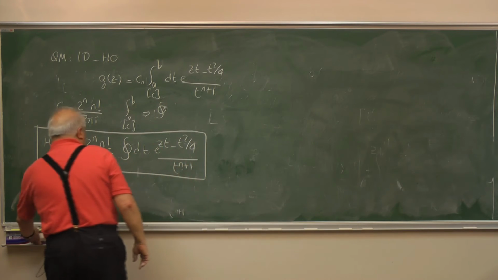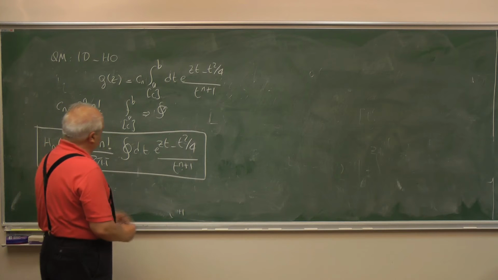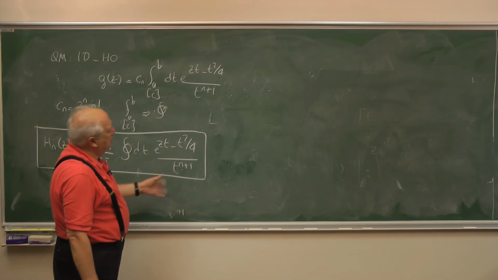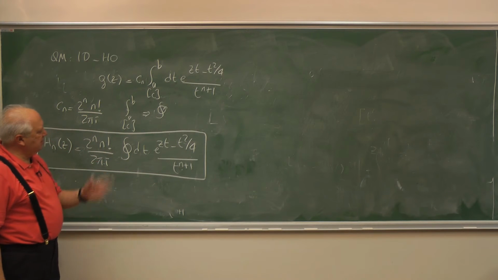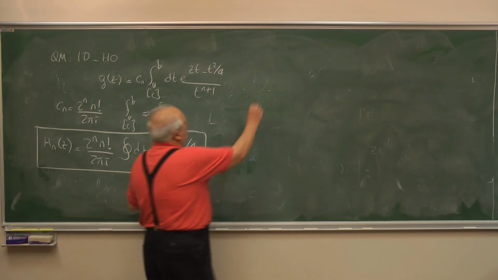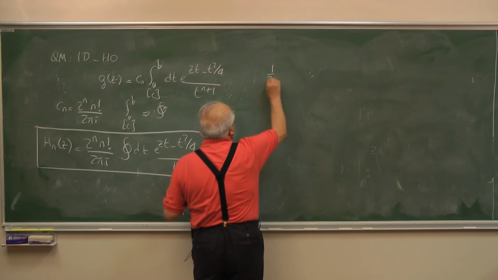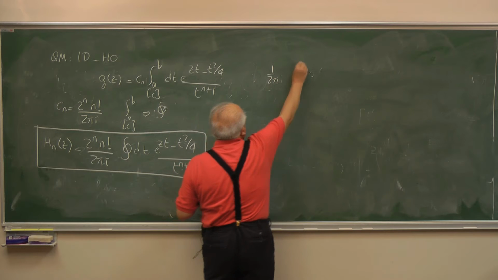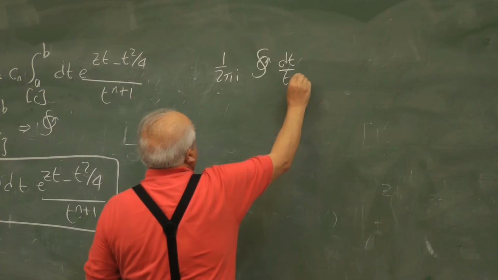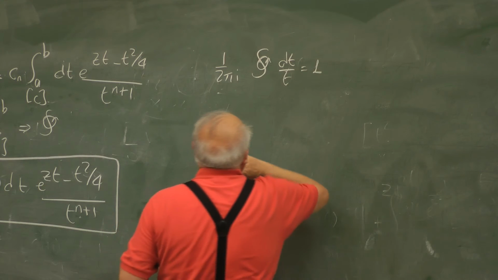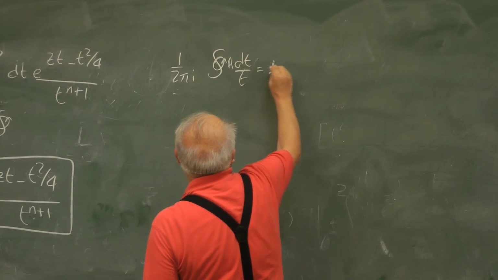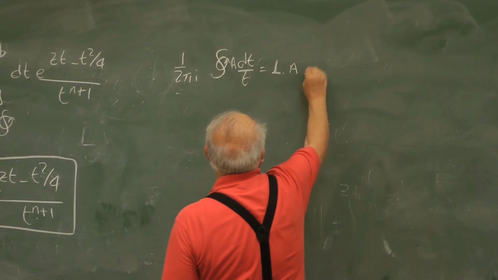In order to compute, we have to take the contour integral about point 0. And the way, rather than using complicated residue formulas, let's look at this. If you have 1 over 2 pi i, the integral of dt over t is simply 1. So if there is a coefficient a here, this is simply 1 times a equals a.